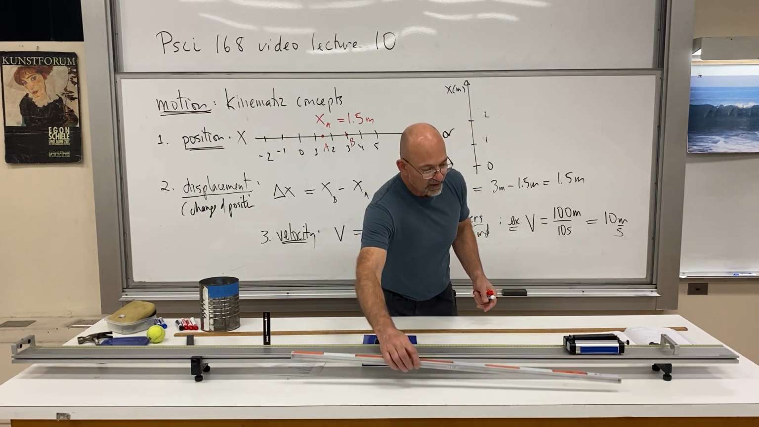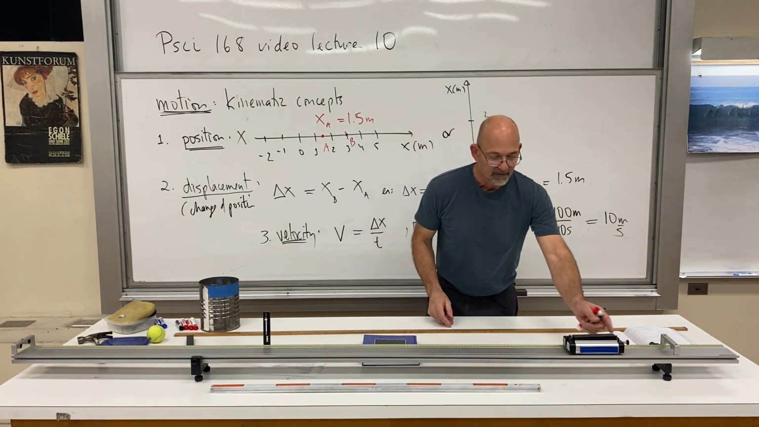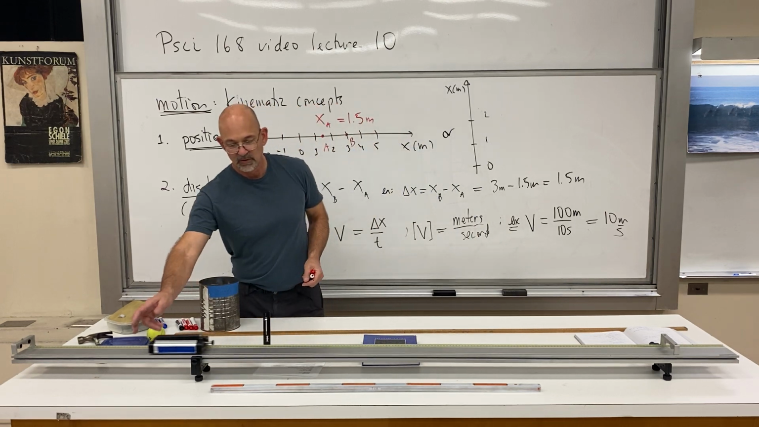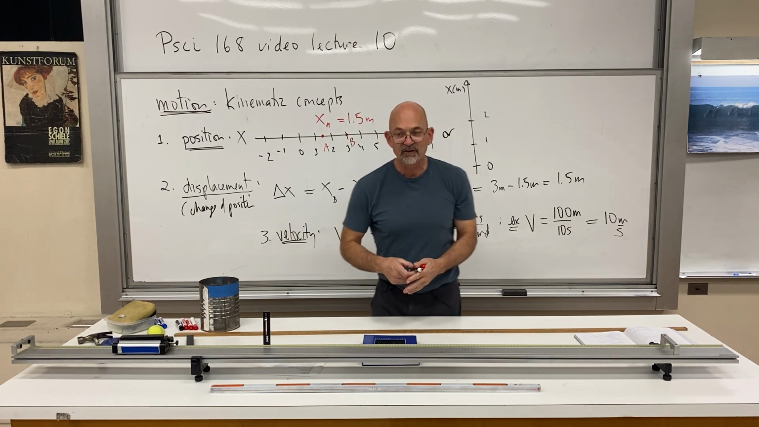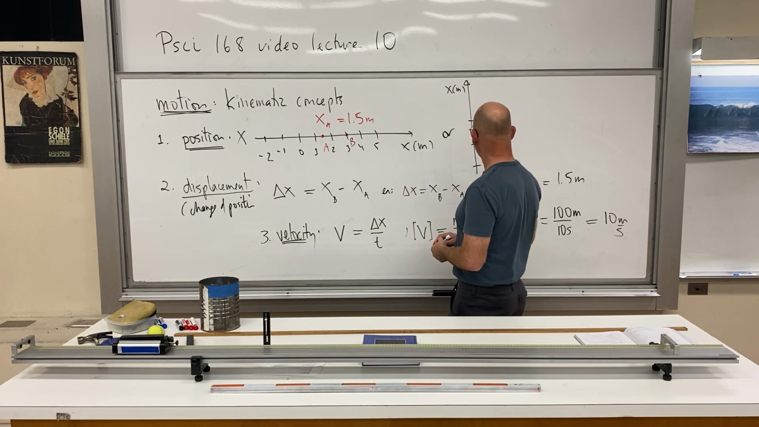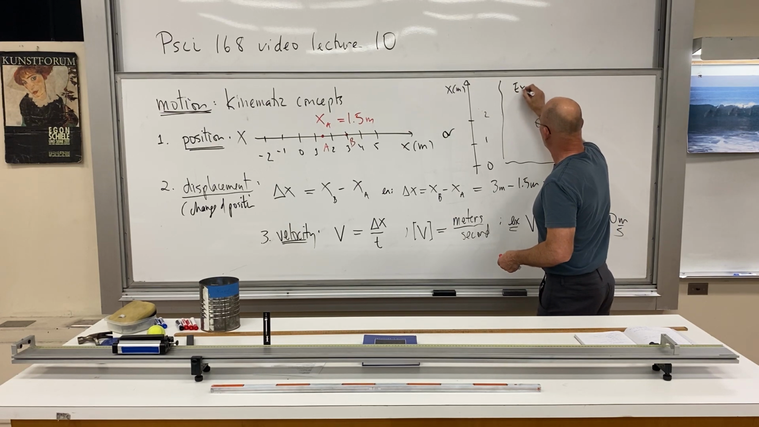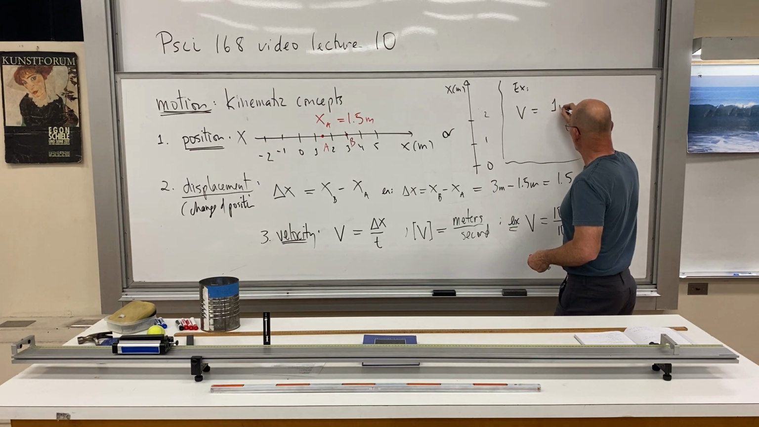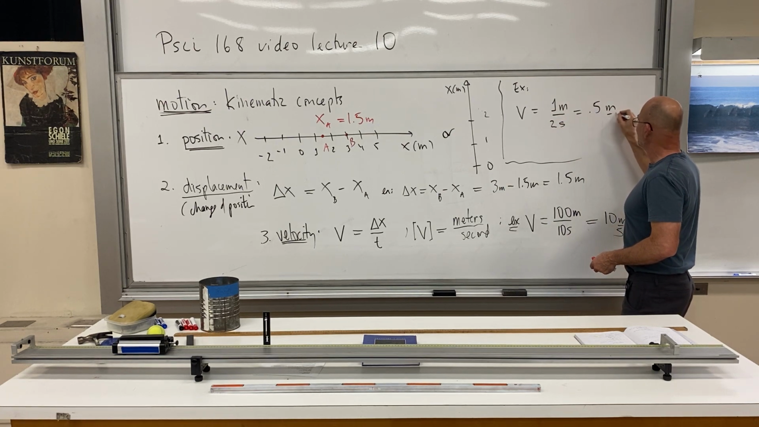Well, here's a meter stick. And I'll just send this here, 1001, 1002. Took 2 seconds to go 1 meter. So how fast was it moving? So one more example, which I'll squeeze in right here. V was equal to 1 meter over 2 seconds. So that's 1/2 or 0.5 meters per second.